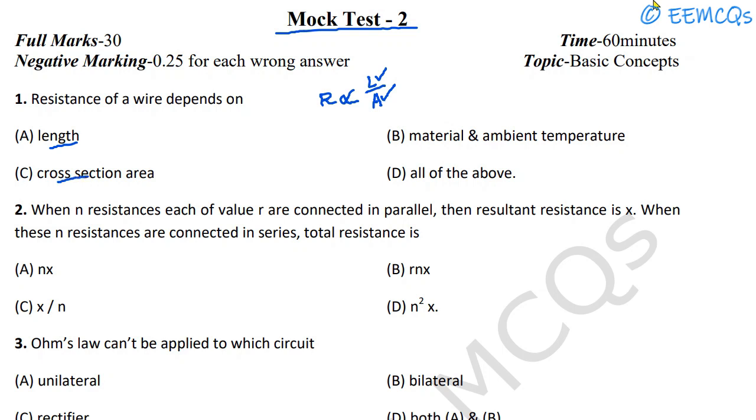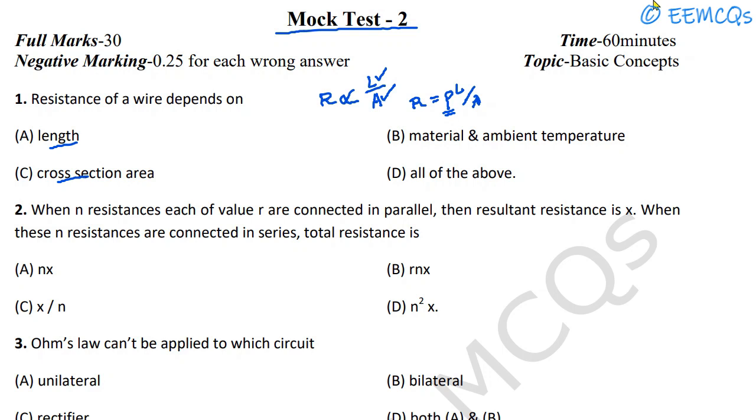Also what we know, R is equal to rho L by A, where rho is the resistivity of the material of the wire. That means it also depends on the material. And what we know, the resistance of wire depends upon the ambient temperature. Generally for conductors, with the increase in temperature, resistance increases, and with the decrease in temperature, resistance also decreases.